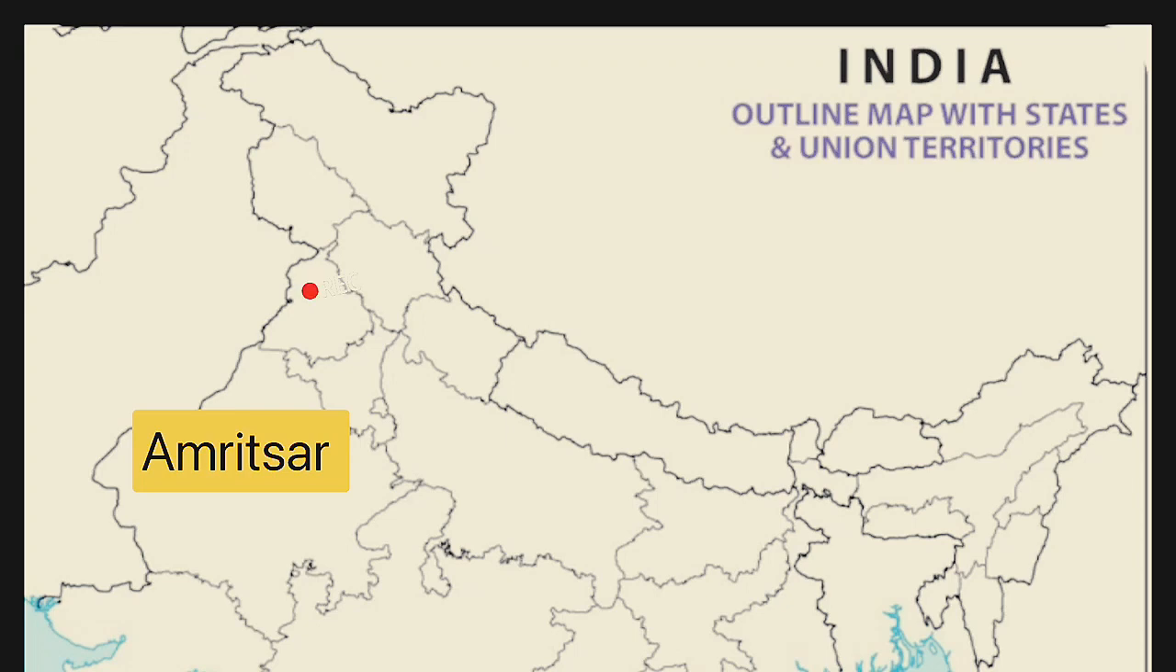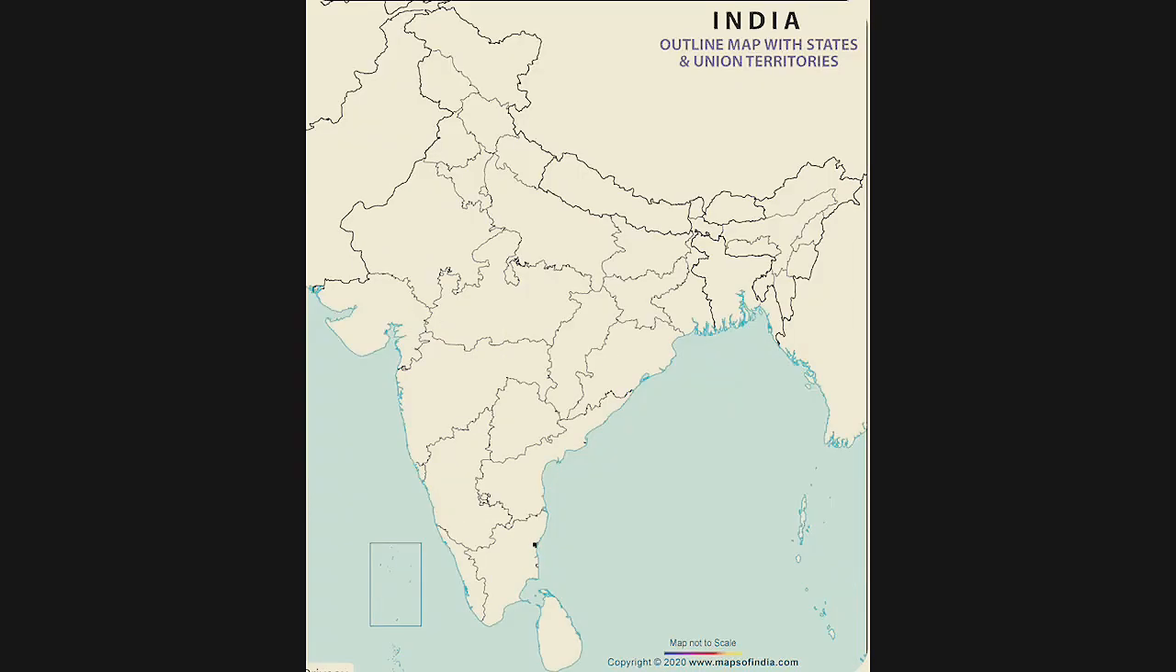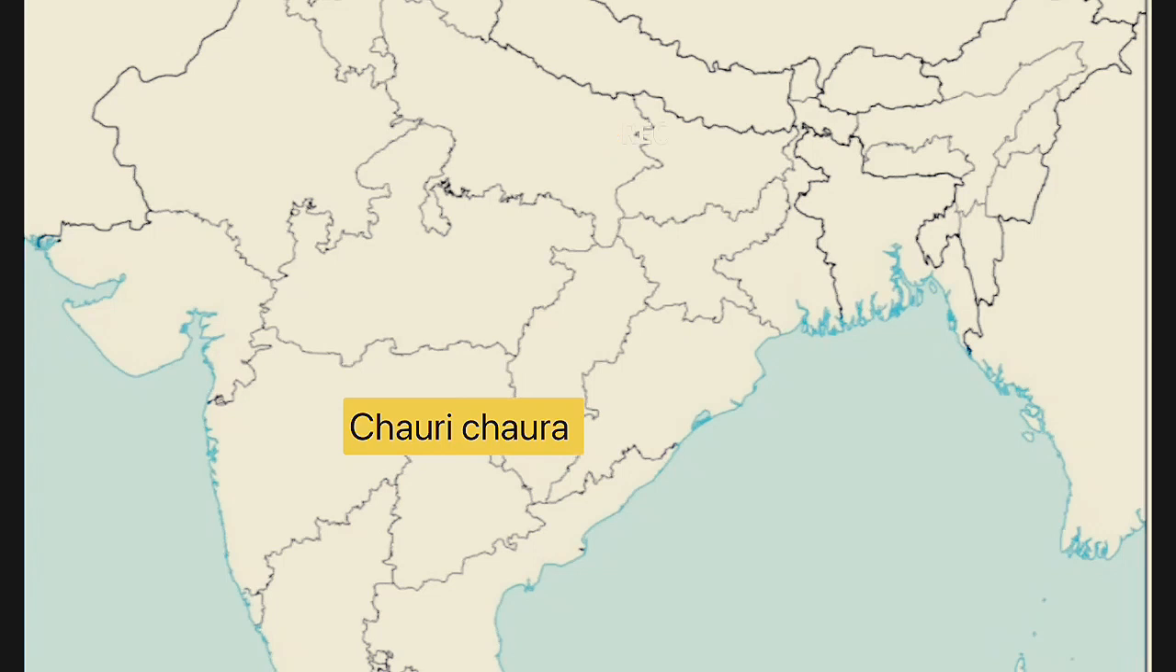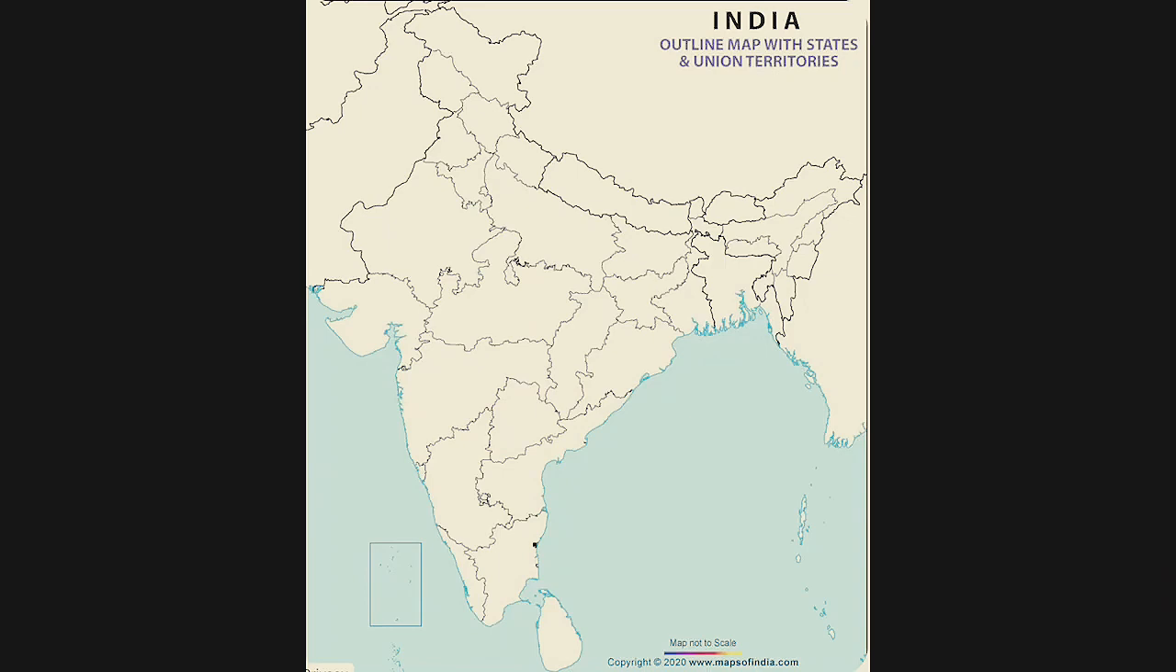Next one, a place associated with Jallianwala Bagh Massacre, Punjab. That is Amritsar in Punjab. Next one, Chauri Chaura. It is related with calling off the non-cooperation movement. So here it is.